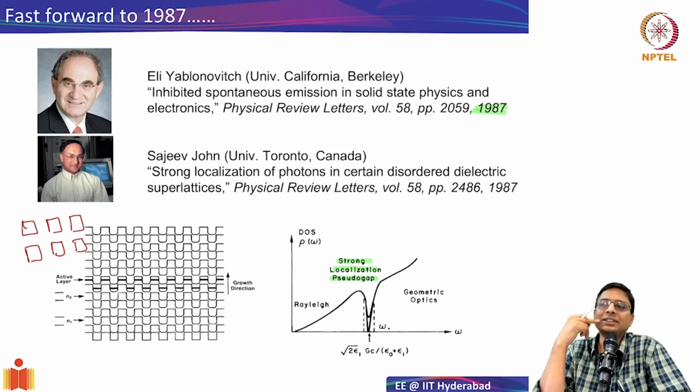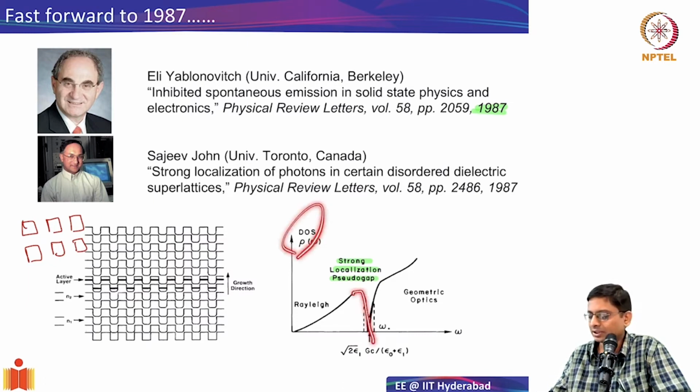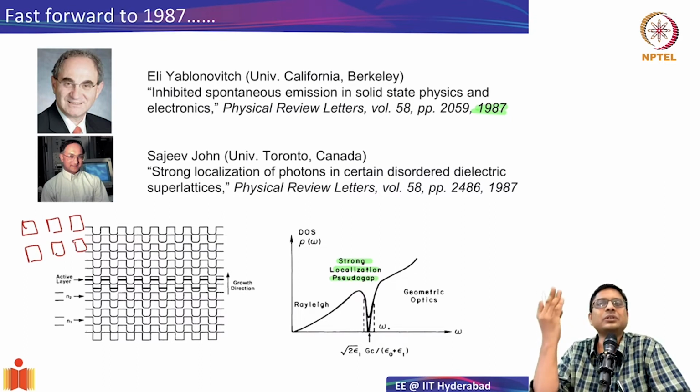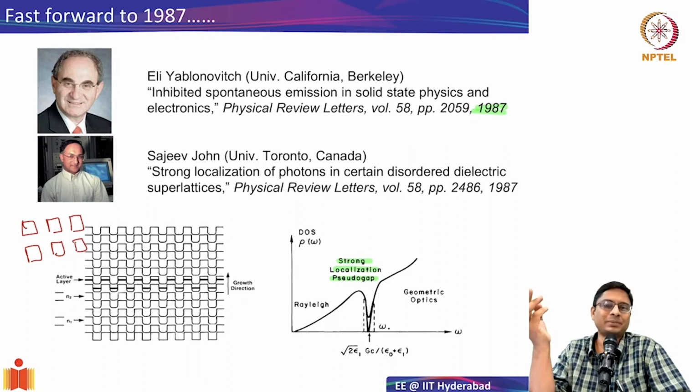The surprising thing is, how can a band gap exist? Essentially, what is a band gap? It is when there are no density of states. So what you're seeing here is that the density of states is exhibiting a sharp dip at certain frequencies. But how can you think of a band gap in a disordered medium? That's a very perplexing thing.